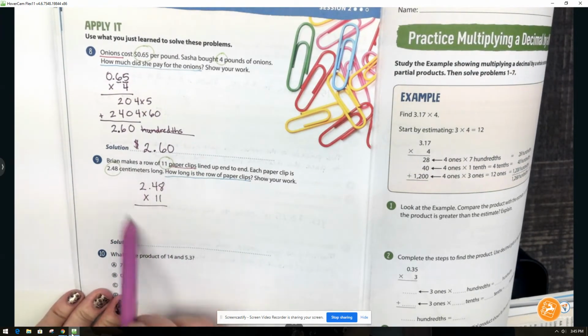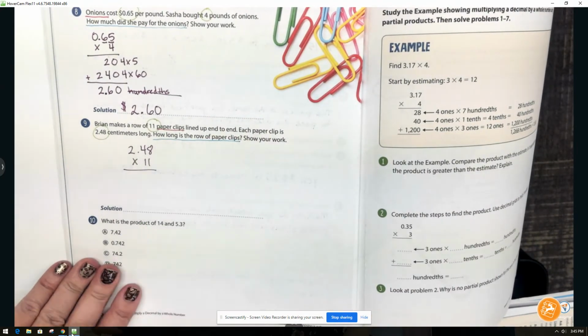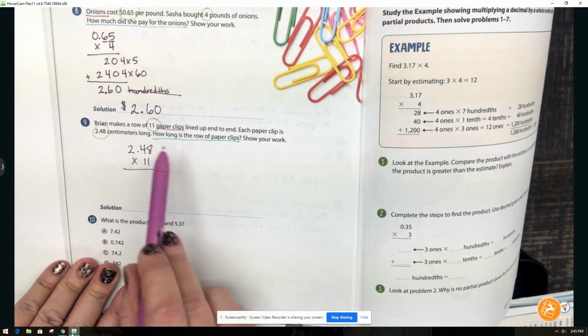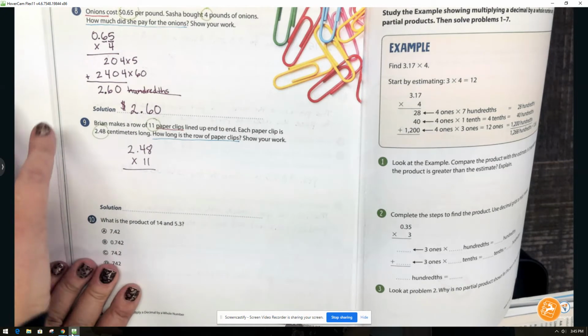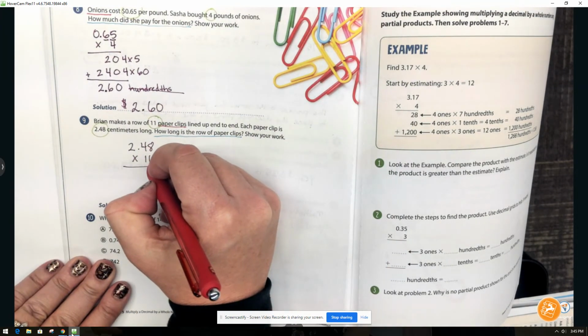Here I'm going to use standard algorithm. So remember, for standard algorithm, we're just going to forget about that decimal for the time being. We're not going to worry about it. We're just going to do the math of 248 times 11 and ignore that decimal that's there. So first I'm going to multiply my ones digit.